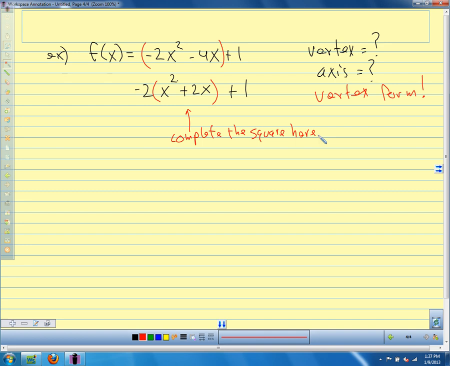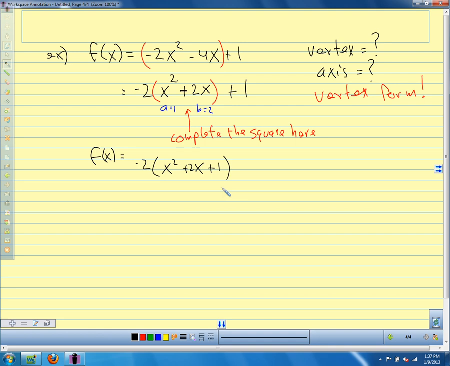So I'm going to complete the square just on this red parentheses. In the red parentheses, a equals 1 and b equals 2. So let's complete the square. I have this negative 2. I have f of x equals negative 2 times x squared plus 2x. b is 2. b divided by 2 is 1. And 1 squared is 1. So I'm going to add 1 here in my parentheses.